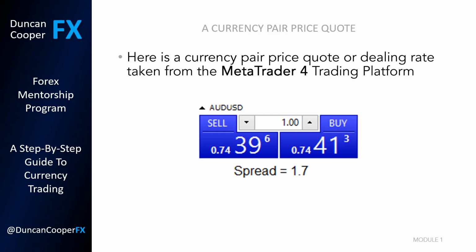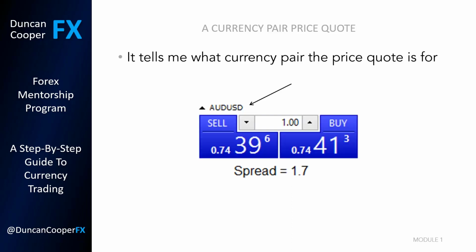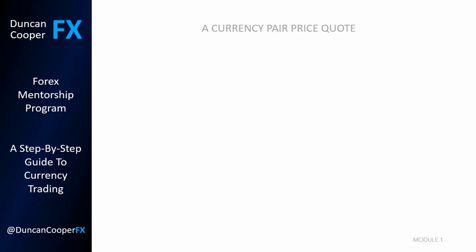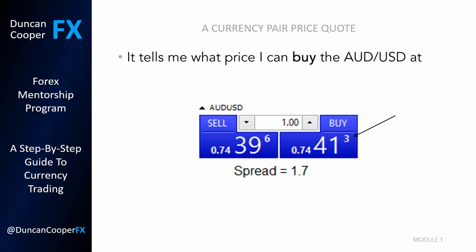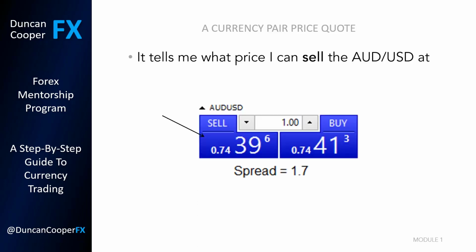We are now going to look at price quotes. Here is a currency pair price quote or dealing rate taken from the MetaTrader 4 trading platform. It tells me what currency pair the price quote is for. It tells me what price I can buy the Australian dollar to the US dollar at. And it tells me what price I can sell the Australian dollar to the US dollar at. Let's now go to the trading platform and look at a live price quote.